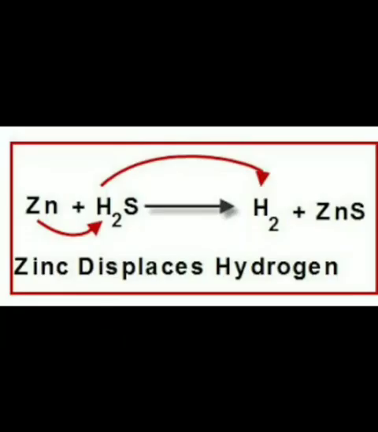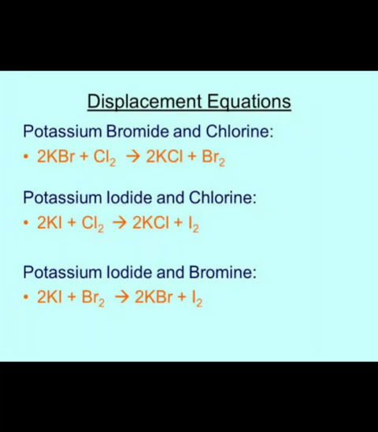See here, zinc plus hydrogen sulfide. Here zinc will displace hydrogen, which is the low reactive element, and produce hydrogen plus zinc sulfide. Understood? That means the more reactive element is zinc, and zinc will displace the low reactive element. That means it will separate, and it produces zinc sulfide plus hydrogen.